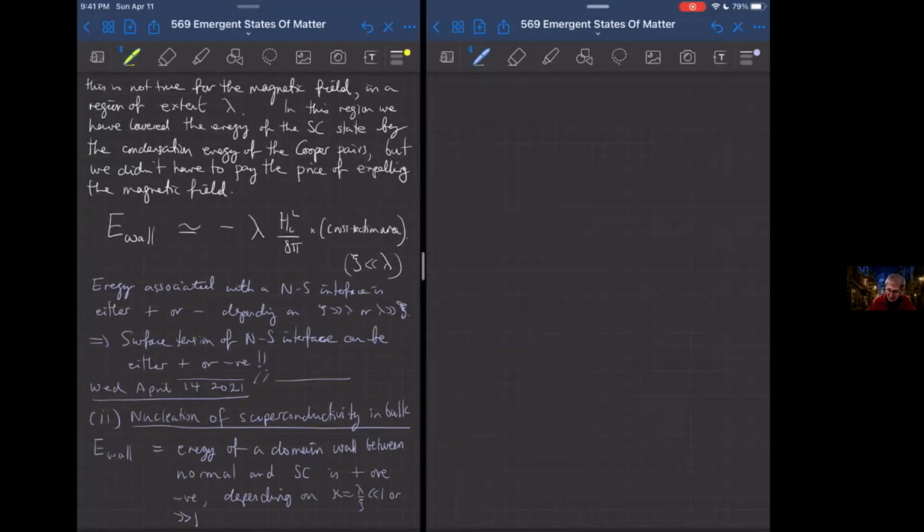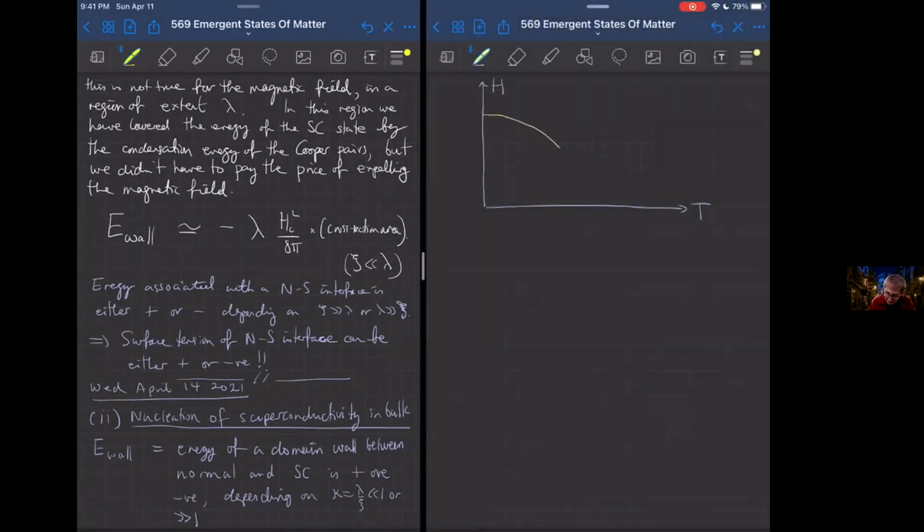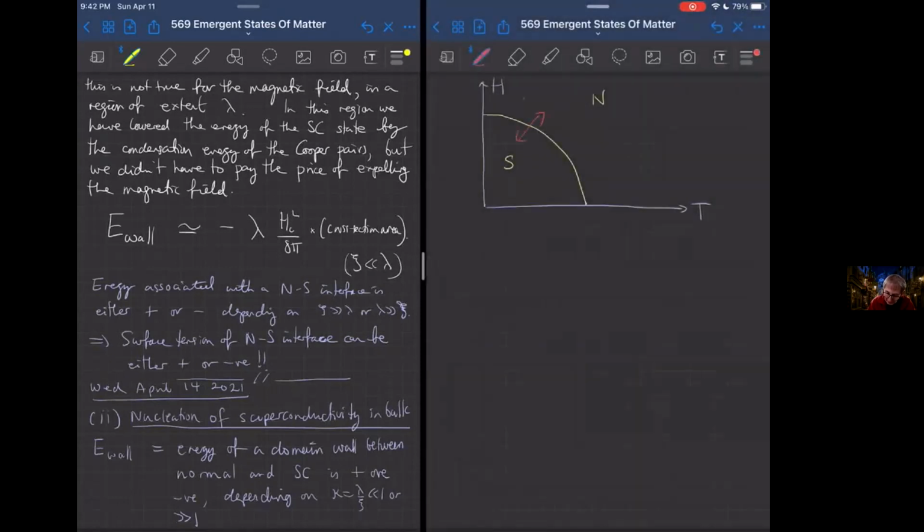So let's have a look then at the phase diagram as we've already seen it. So here we go. So here is the temperature, H field. Here is the thermodynamic critical field. So this is the superconducting state. This is the normal state. This transition across this boundary is a first order transition. And this line defines Hc of T.